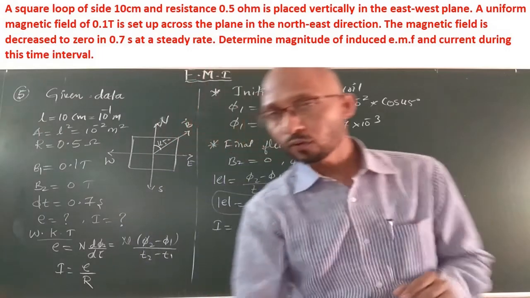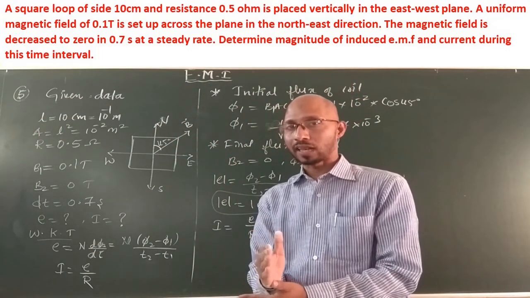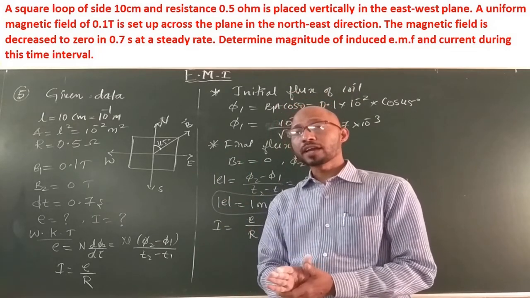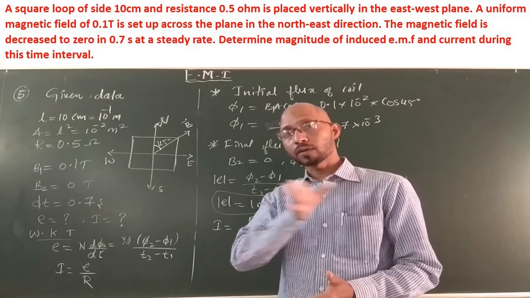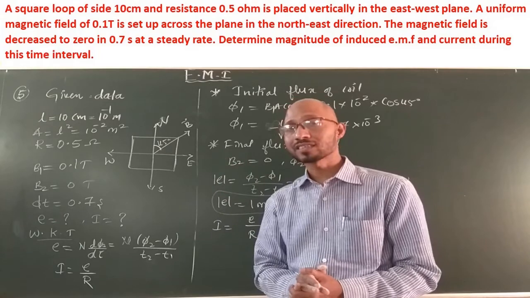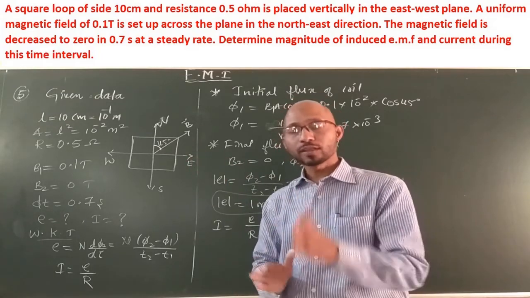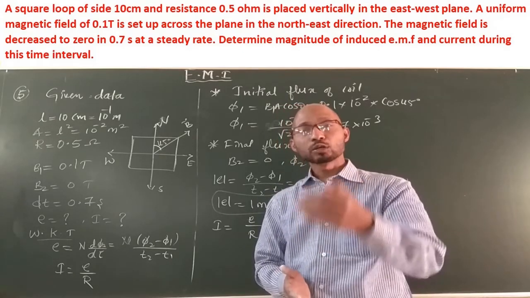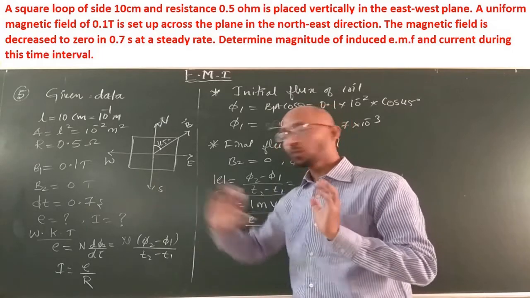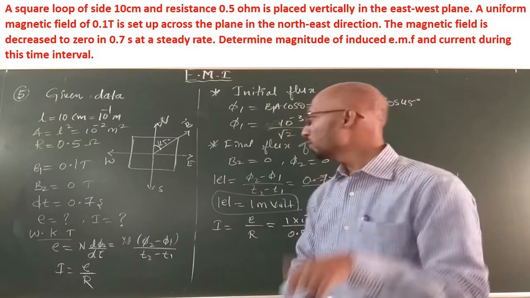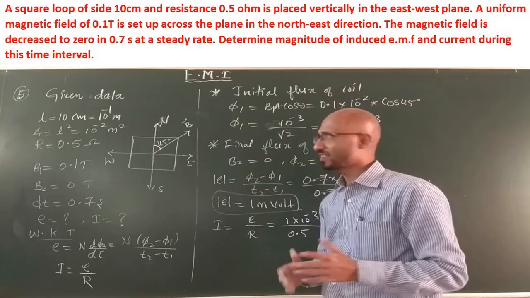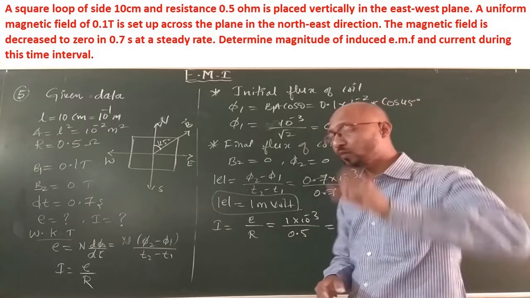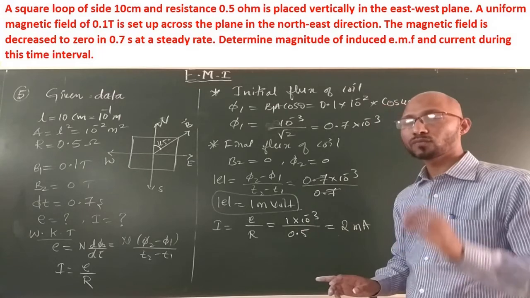Let me recall it once again for you. A square loop coil is kept in east to west direction vertically. A uniform magnetic field acts in northeast direction, which means it is at 45 degree with your area vector. If the magnetic field decreases steadily to 0 in the given time, how much EMF will be induced in this square loop? This 1 millivolt of induced EMF will be developed. What is the amount of current that will be developed? That is 2 milliampere of current.